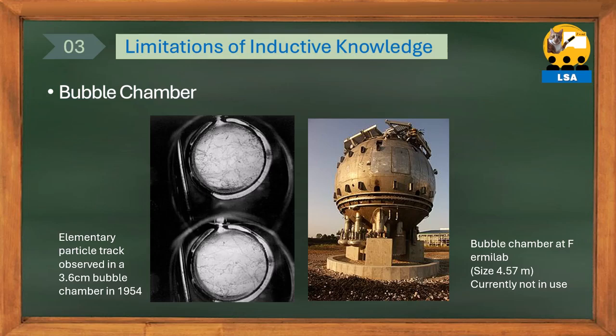The right photo is a bubble chamber at Fermilab, with a size of 4.57 meters, which is said to be currently not in use and exhibited as a relic. Please compare the sizes 4.57 meters and 3.6 centimeters.